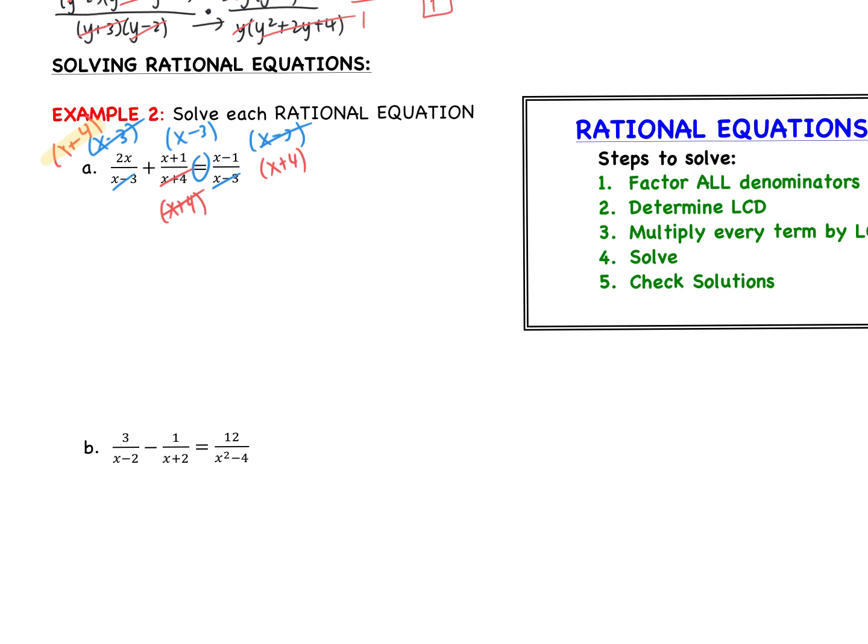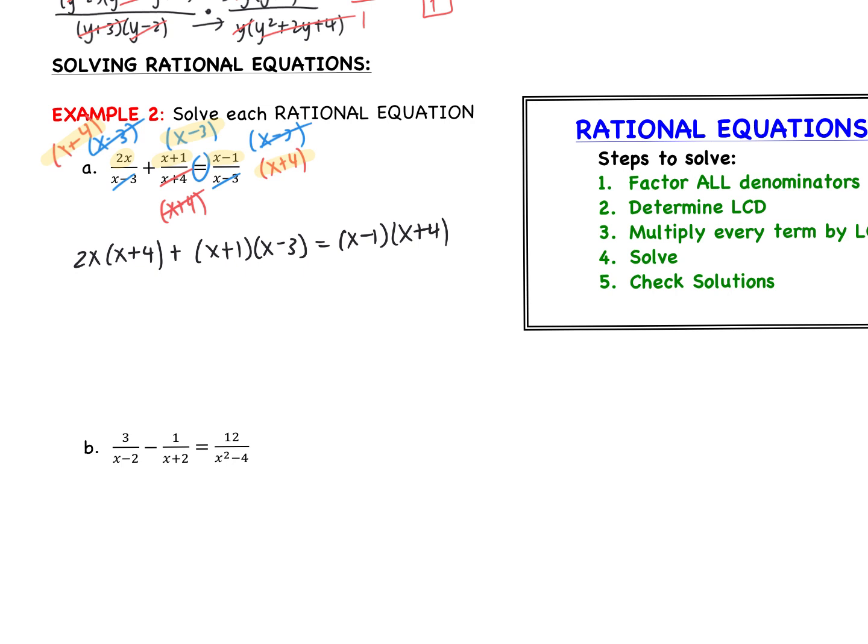In the first fraction, we have an x plus 4 and a 2x. Then we have an x minus 3 and an x plus 1. And then we have an x minus 1 and an x plus 4. So writing that out, that gives us 2x times x plus 4 plus x plus 1 times x minus 3. And then we have an x minus 1 and an x plus 4.